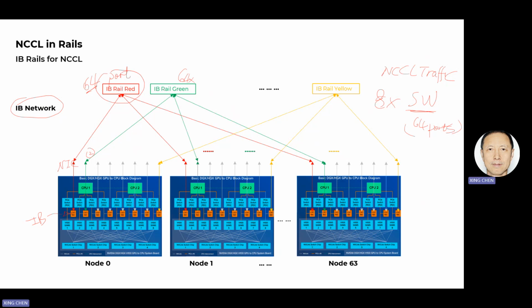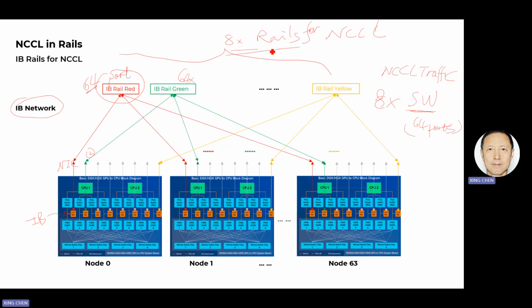And then just the last word: for this example, you are going to have 8 rails, okay, 8 rails for the NICO.